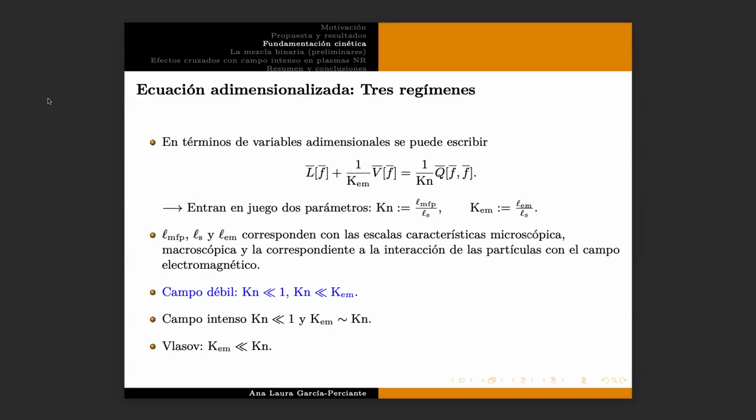Okay? There's another regime, which is kind of intermediate really, but it would be the strong field case. In the strong field case, it's quite difficult because these two scalings are roughly similar, so you have to take into account both terms. You don't have the electromagnetic part dominating or the collision part dominating. So that's the hardest one because the equation is very hard to solve. And then the other extreme case is the Vlasov case, in which you can completely neglect collisions and just think about Vlasov's equation.